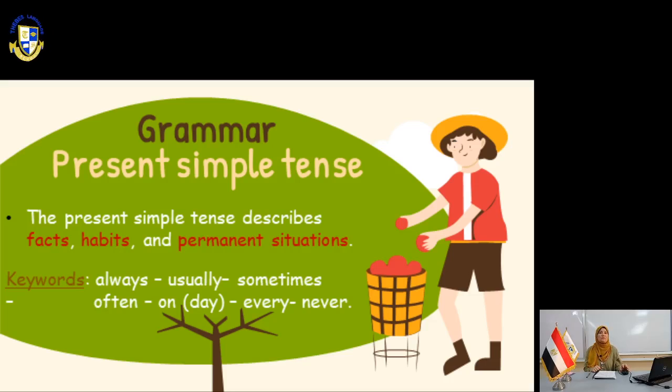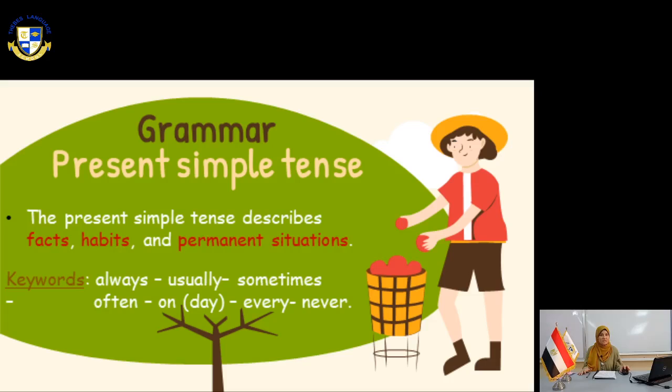Now, we use the present simple tense also to describe a habit. The habit is a routine in our life. Something we do every day or every month or every week or every year. It's a routine that we are repeating in our life.